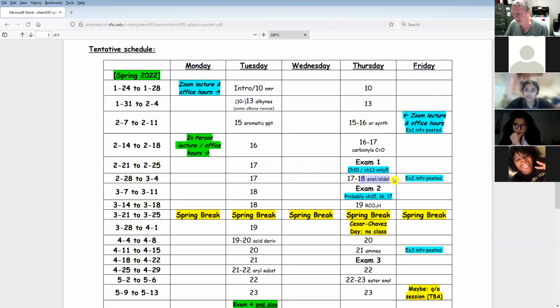Chapter 18 is called enols and aldols. You don't know that yet, etc. And chapter 19 is carboxylic acids. Chapter 20 is carboxylic acid derivatives. Remember things like esters and amides. Remember those functional groups? Amines will be 21, and then you're almost done with the course at that point. 22 is a little more aromatic stuff. Chapter 23 will be a little more ester stuff. But that's the entire course right there, all right?